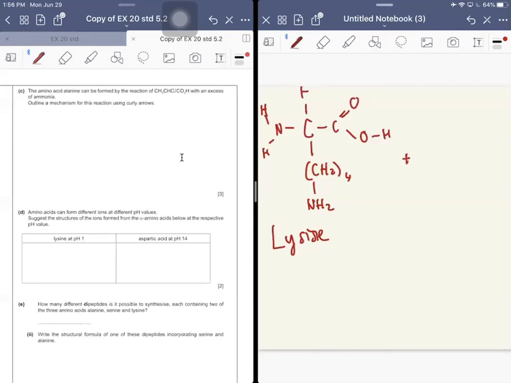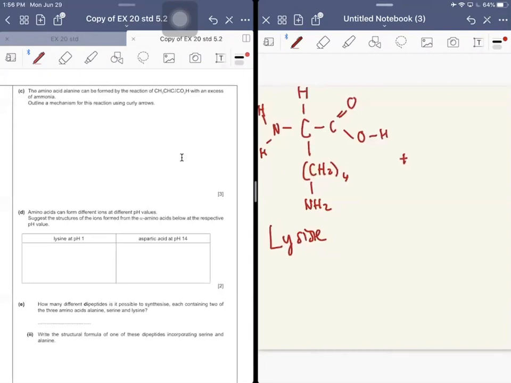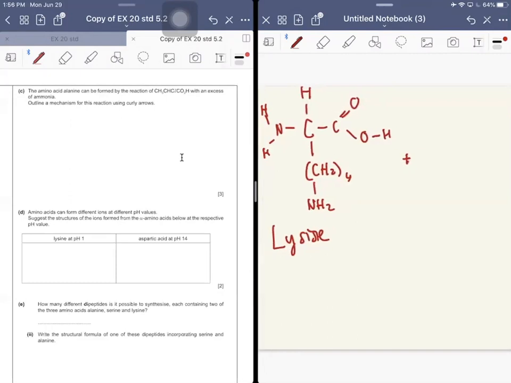Right, they want you to draw lysine at pH 1. pH 1 means you have a lot of acid, so a lot of H plus. You have to think about who is going to pick up this incoming H plus. First of all, the obvious one is the nitrogen in your amine group. It is a base, therefore it can pick up H plus ions, but that means the nitrogen would develop a positive charge as well.